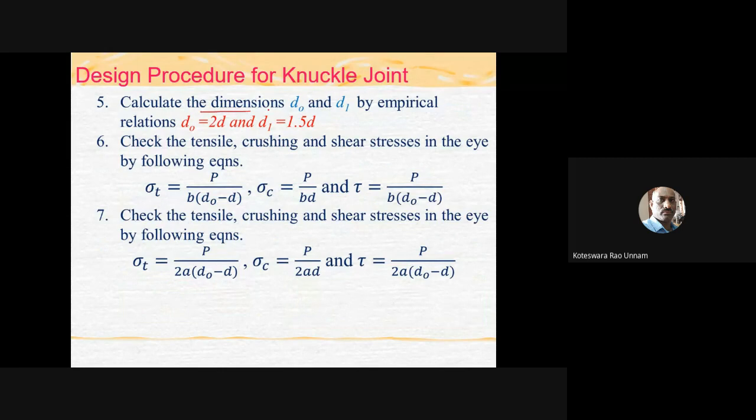Then calculate the dimensions d0 and d1 by empirical relations. Again, d0 is 2d and d1 is 1.5d.